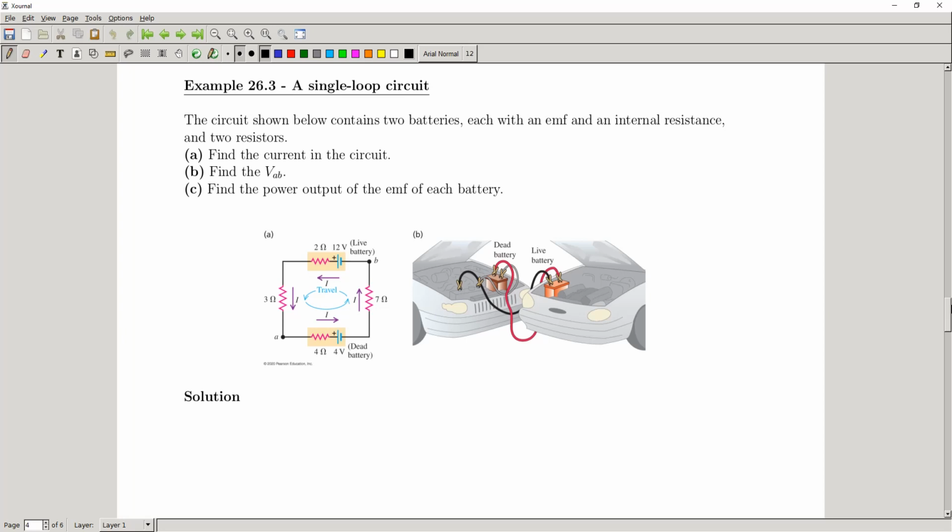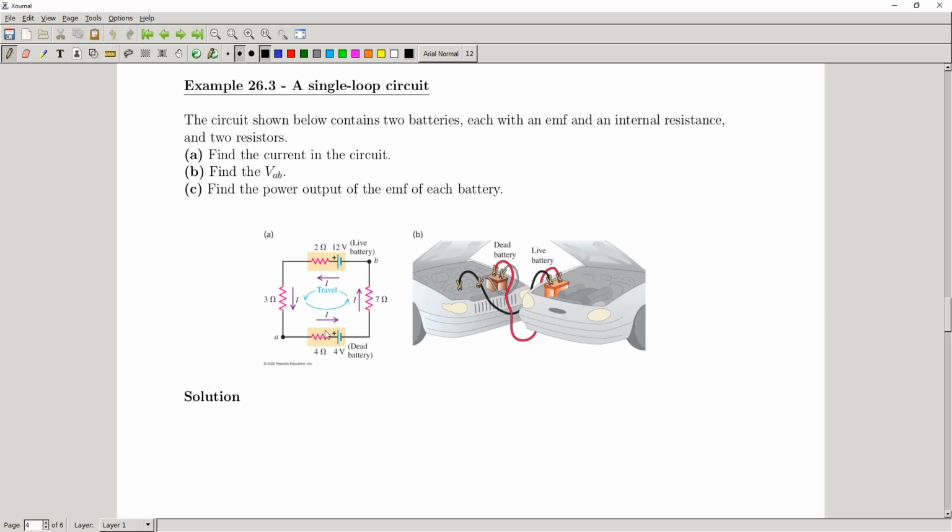Okay, so the circuit shown below contains 2 batteries, each with an EMF and an internal resistance, and 2 resistors, right? So we see EMF with internal resistance, EMF with internal resistance, external resistance, external resistance. We have labeled 2 points on this circuit, and this is sort of meant to look like a dead battery charging a live battery. Okay, and so we have this setup here.